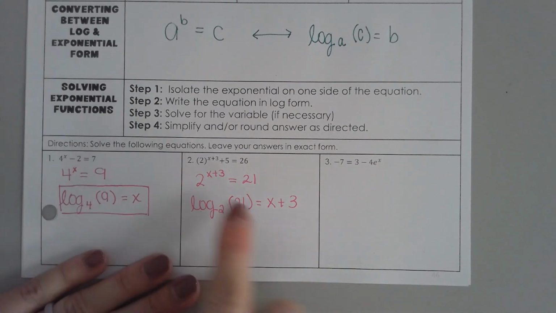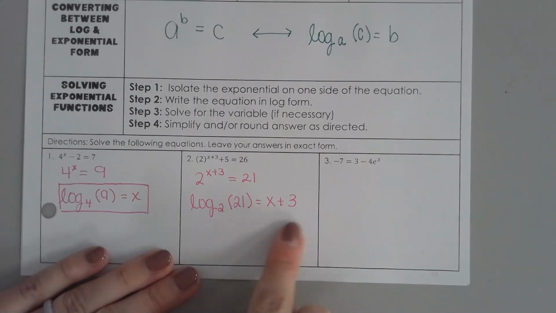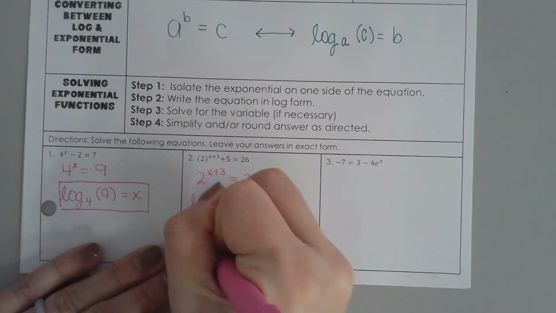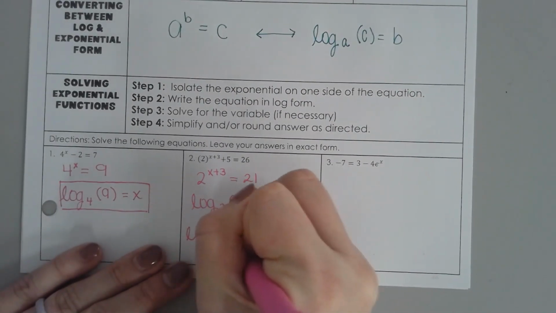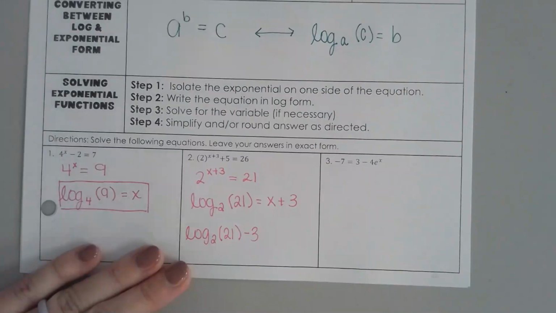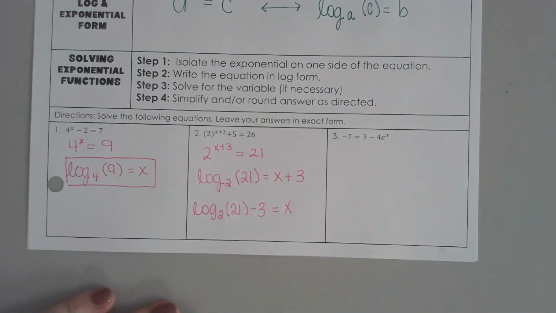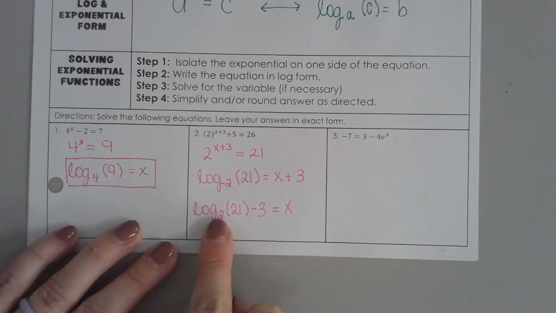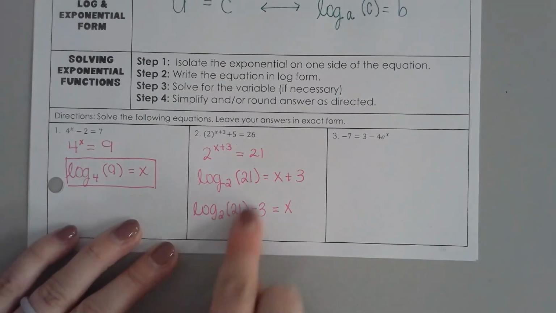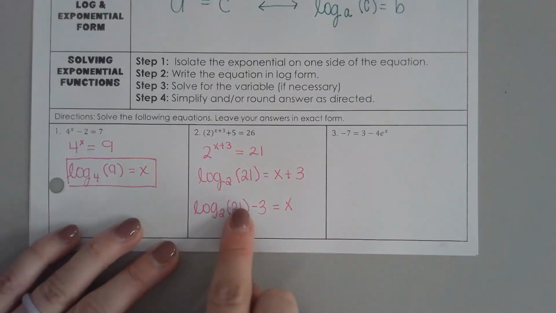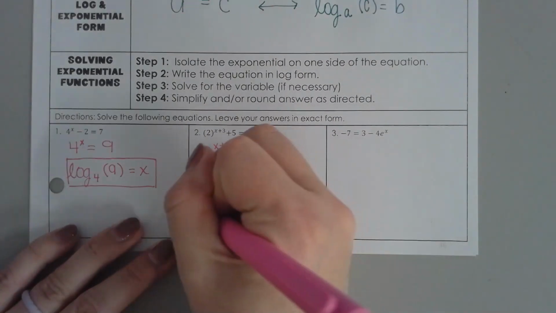Alright. X is not by itself, so I need to subtract 3 from both sides. When you subtract 3, you just write it afterwards, like that. Log base 2 of 21 minus 3 equals x. I can't change this, because 2 to some power is not going to give me 21. So you're done.